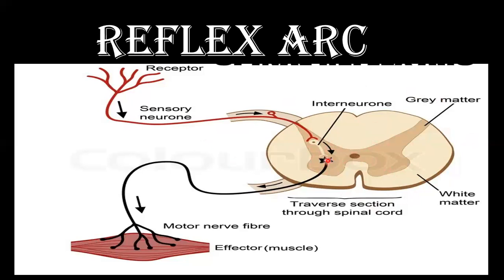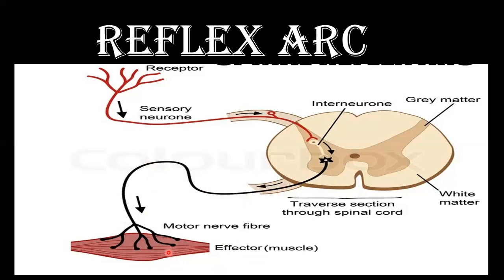Then once it is synapsed, we have an efferent limb. Efferent means the action is going out. So we have the efferent neuron over here, and then the efferent organ. Basically, it is muscles and glands, which is the efferent part. So these are efferent neurons, and this is the efferent organ, that is muscles or glands.